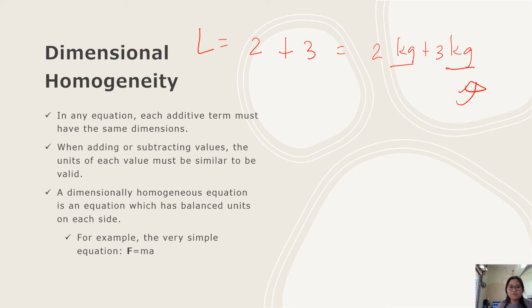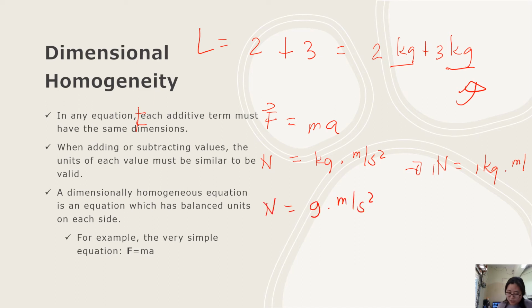For example, the very simple equation, force is equivalent to mass times acceleration. The SI unit for force is Newton, the SI unit for mass is kilogram, and the SI unit for acceleration is meter per second squared. This means that 1 Newton is equivalent to 1 kilogram meter per second squared. Okay? So this is not valid if your Newton here is grams per meter per second squared. If this is the given, you should convert this to kilograms in order for your equation to be valid. Okay?